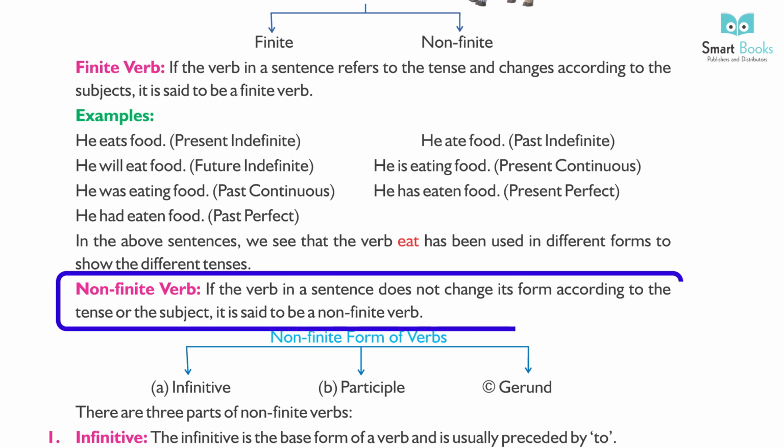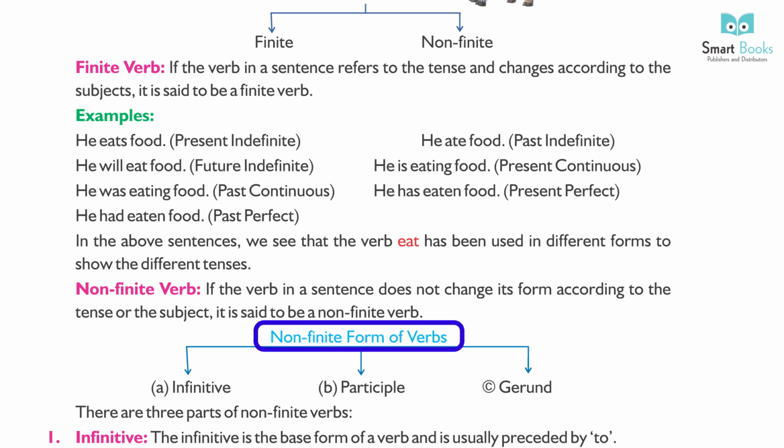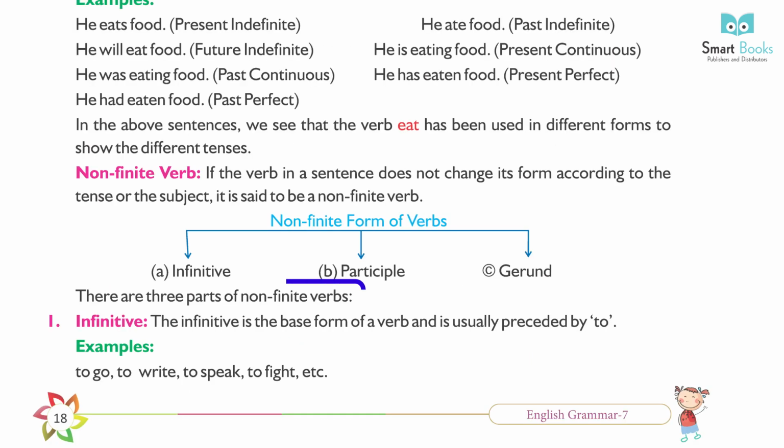Non-finite verb: if the verb in a sentence does not change its form according to the tense or the subject, it is said to be a non-finite verb. Non-finite forms of verb: infinitive, participle, gerund. There are three types of non-finite verbs.